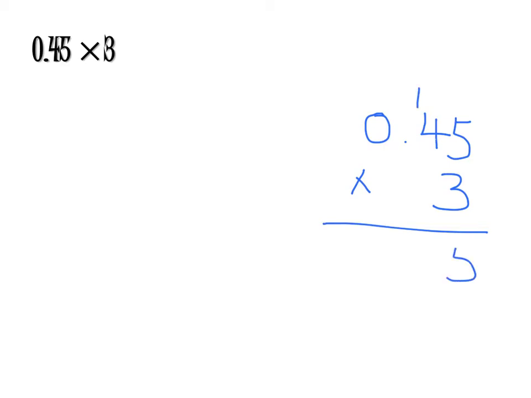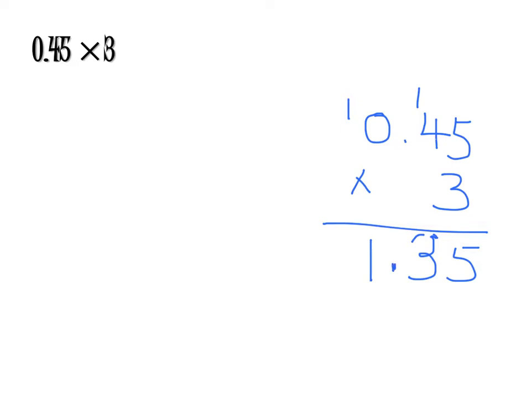Okay? Now let's do something a little bit more challenging. 0.45 times 3. So let's work it out. 3 times 5 will give me 15. So you see the method is the same as whole numbers. 3 times 4 is 12. 12 plus 1 is 13. So 1 and 3. 3 times 0 is 0. Plus 1 is 1. So my decimal point, 2 decimal places, so 2 decimal places here.